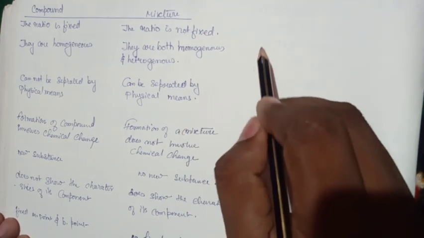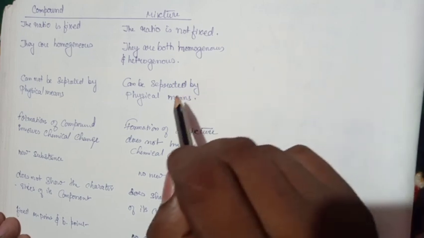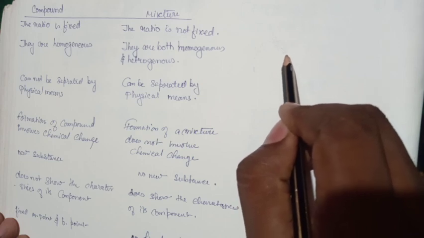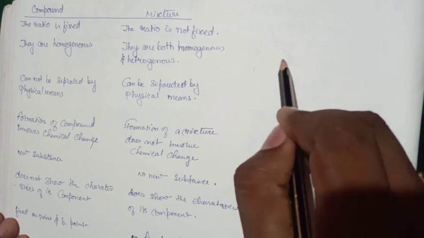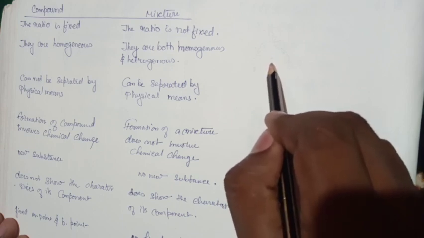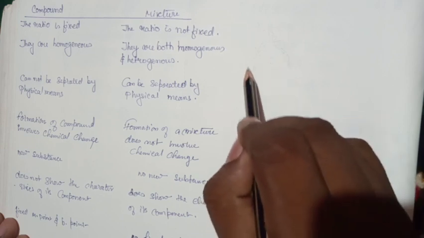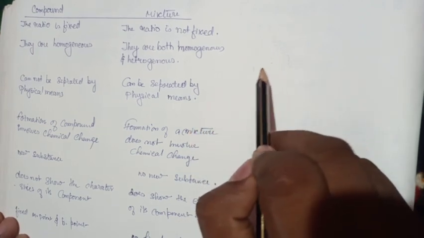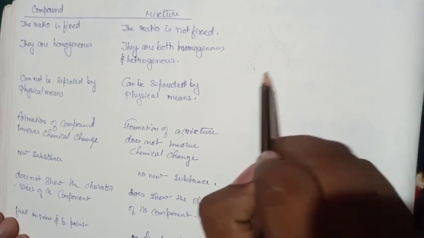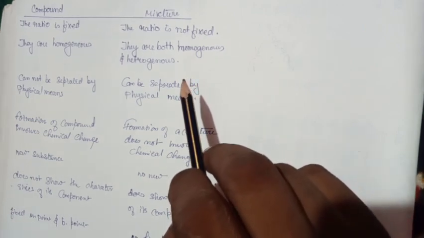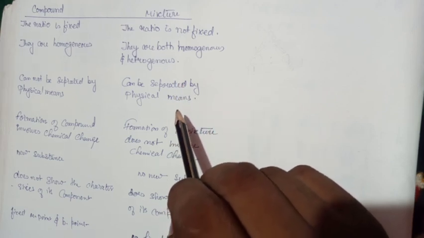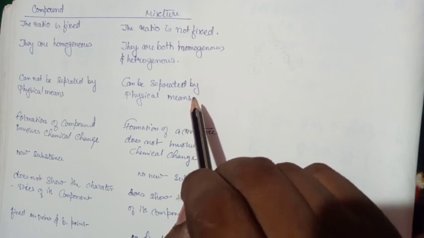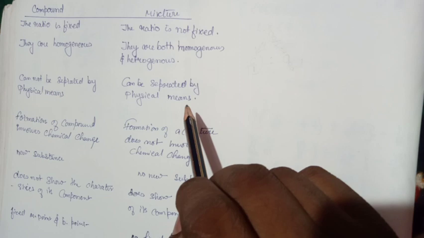The ratio of the carbon in the carbon dioxide compound is 1, and the ratio of oxygen is 2. So 1:2. So in all the molecules of the compound carbon dioxide, the ratio will be the same, 1:2. But if we take a mixture, the ratio is not the same. The ratio in the mixture is not fixed.